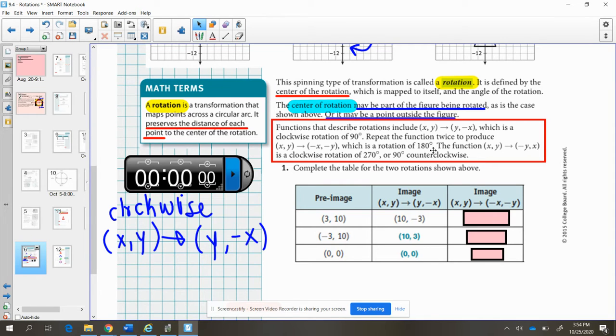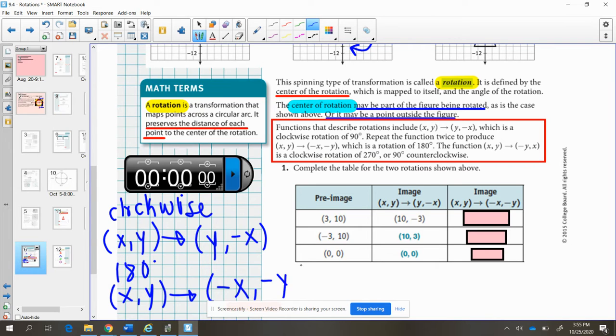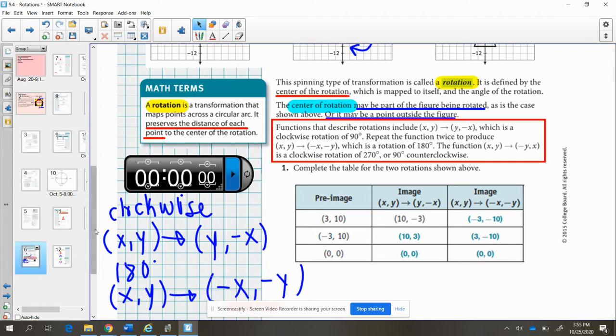Now, another type of example is when we rotate 180 degrees. A rotation of 180 degrees represents either being clockwise or counterclockwise, because 180 degrees is half of the full rotation of 360 all the way around. And all that's going to happen there is we're going to flip the signs of our values. So if we look back at these original points, 3, 10 becomes negative 3, negative 10. Negative 3, 10 becomes 3, negative 10. So again, we flip the signs, and 0, 0 stays 0, 0.